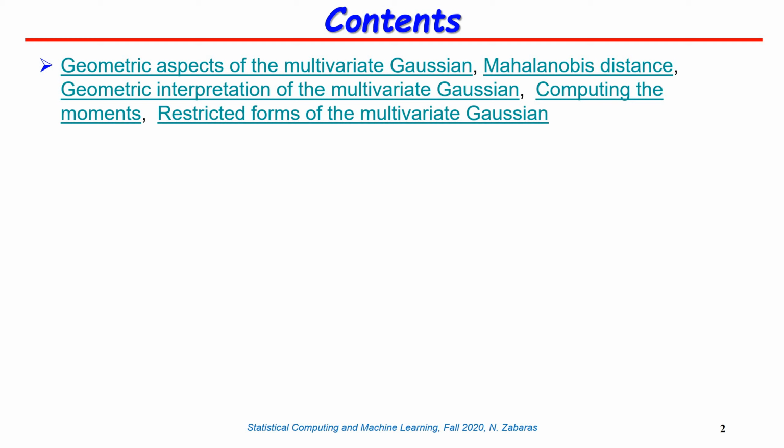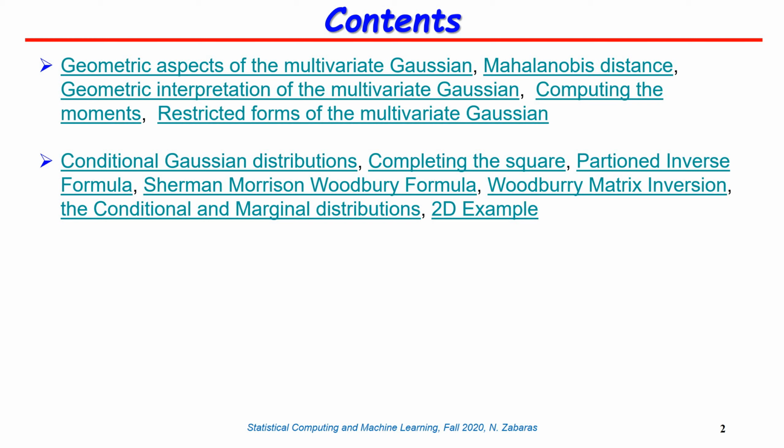All right, so we will then expand to discuss some linear algebra type of calculations. We will introduce conditionals and marginals coming from the multivariate Gaussian. We will introduce what is called the Sherman-Morrison-Woodbury formula. That's very essential for many calculations. We will see, for example, it's a very essential type of calculation when you work with Gaussian processes. And we will give a few examples.